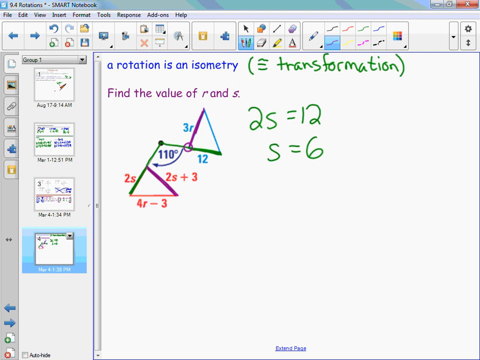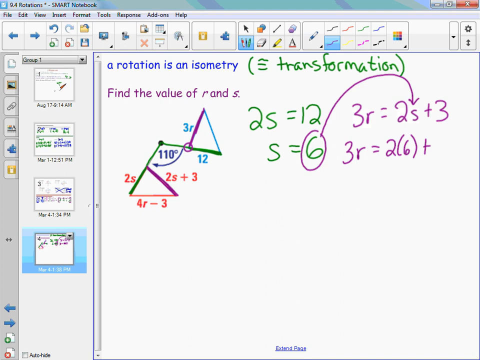So that means it's going to be here. So we're going to have 3R is equal to 2S plus 3. Two variables, but we already know the value of S, so we are going to plug that in. So we have 3R equals 2 times 6 plus 3. We get that 3R equals 15. Divide and get that R equals 5. We have no units in this case, and we are done. Nothing to plug in, just solve for the variable.